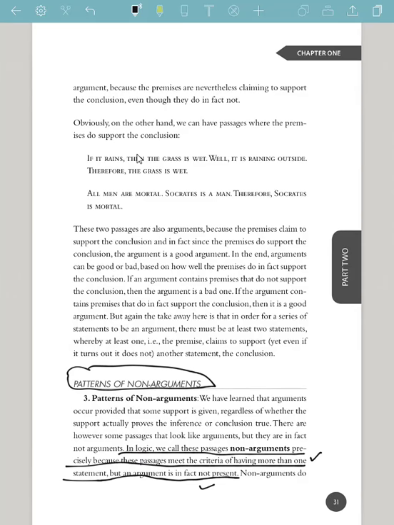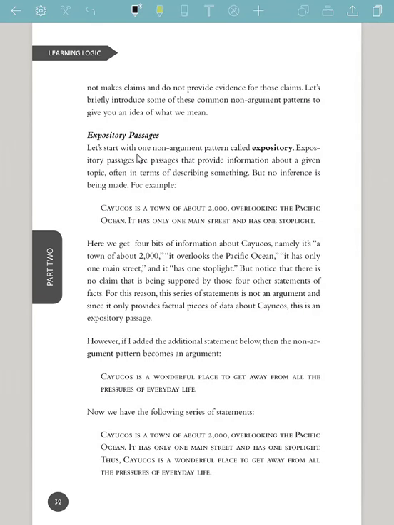If you have one statement, it's not really a passage. So if there's one statement, it automatically cannot be an argument. That's why it says it has to have more than one. But if it is a passage, that means there's more than one statement, but the statements are not such that one is proving the other true. And there are different types of patterns of non-arguments, one of which is expository. Expository passages provide just information. If I'm talking about a city like Cayucus, I'm just telling you basically facts, things you'd find in an encyclopedia.